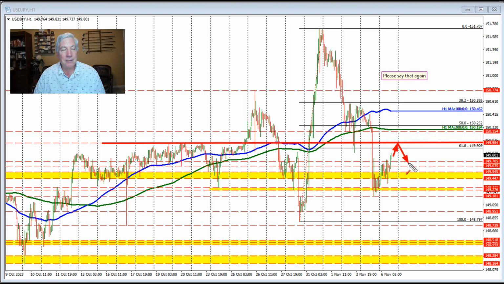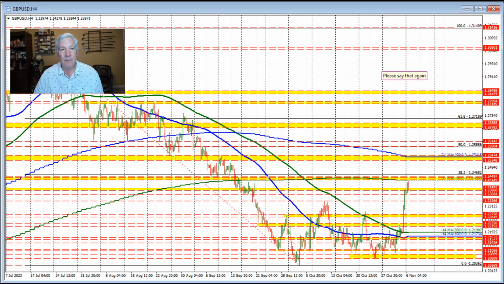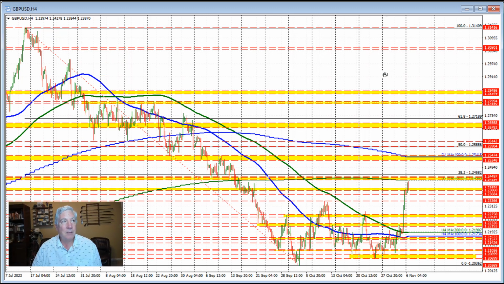I would expect to see some sellers against that level. It just would make sense from a technical perspective, in which case we'll head back down toward this level. If we get above that level, then the 150.15 level becomes another level, followed by the 200-hour moving average close by at 150.18. But any sort of move above the 150 level, you start to question the selling momentum in the dollar versus yen. So be aware of that level. Once again, it's not a surprise.